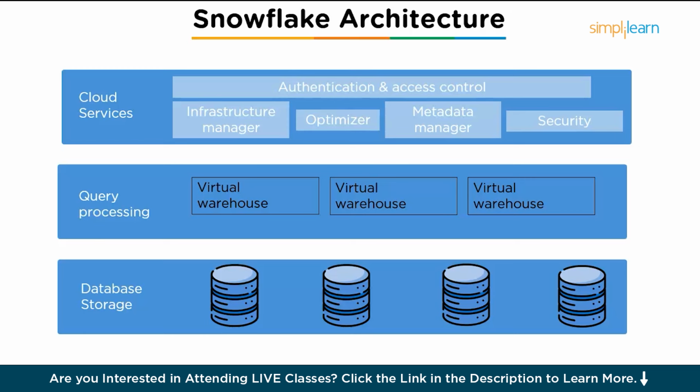At the top, we have the cloud services layer. This layer coordinates the entire system. It handles authentication and access control, query optimization through the optimizer, infrastructure management, metadata handling, and security services. All of these work together to provide a seamless user experience while ensuring performance and data governance. This architecture makes Snowflake highly scalable, secure, and ideal for modern data workloads in the cloud.